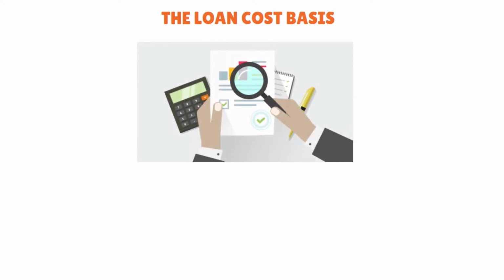Besides the property basis, we have the loan cost basis. This is the sum of all costs associated with the loan. This can be the origination fee, the credit report, the bank fees, and appraisal fees if one was required by the lender.